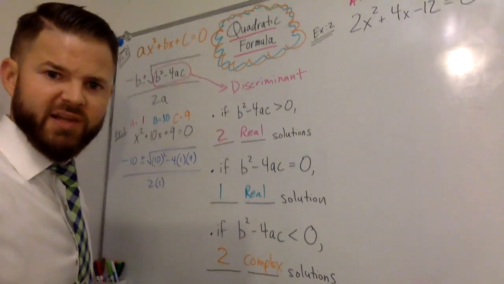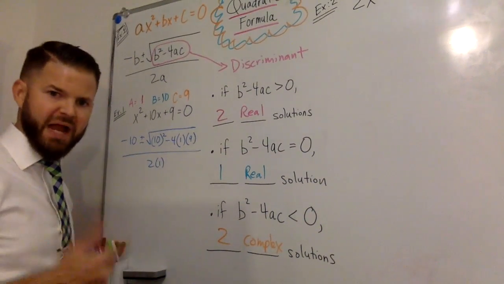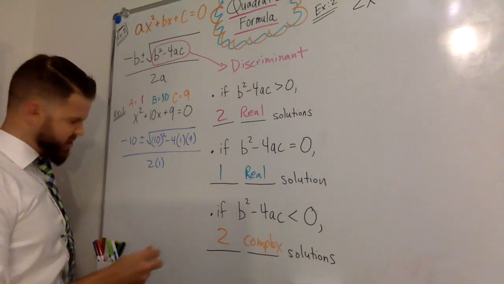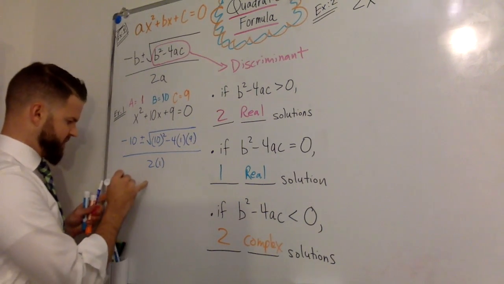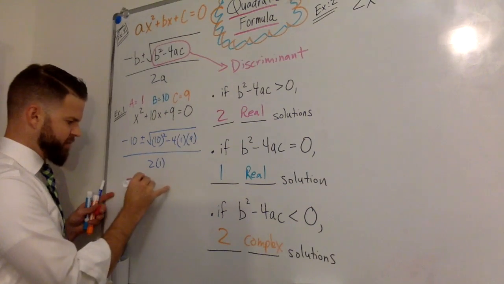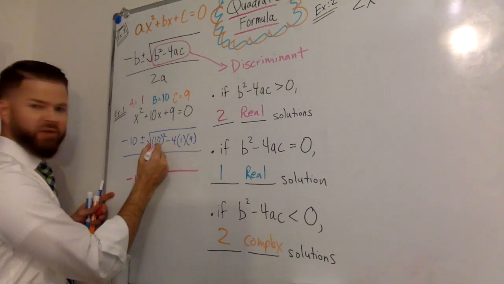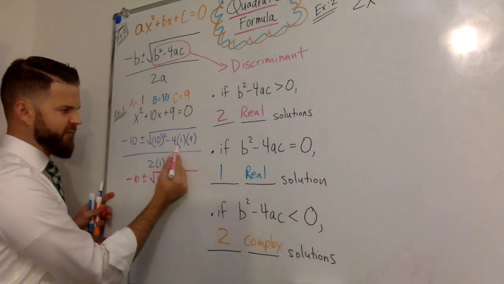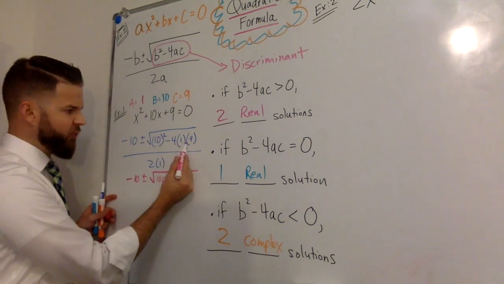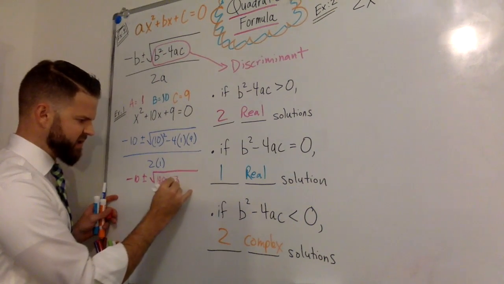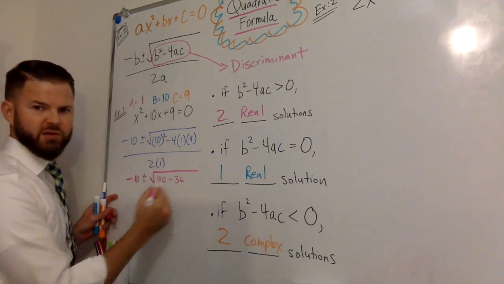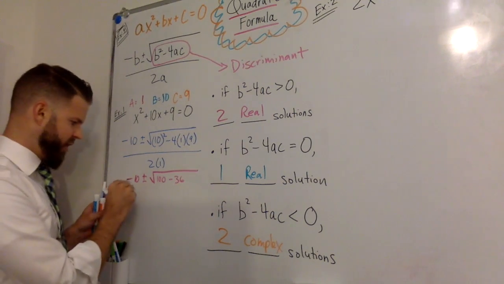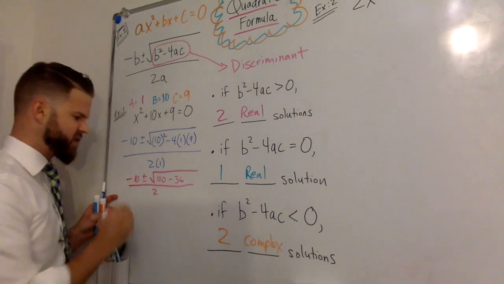Now what I want to do is use PEMDAS to tidy this up and solve it. So we got negative 10 plus or minus the square root of 10 squared, which looks like 100. We got 4 times 1 is 4. 4 times 9 is 36. So it looks like I got 100 minus 36 under the radical. You guys okay with that? Yeah. All right. And all that's going to be divided by 2.